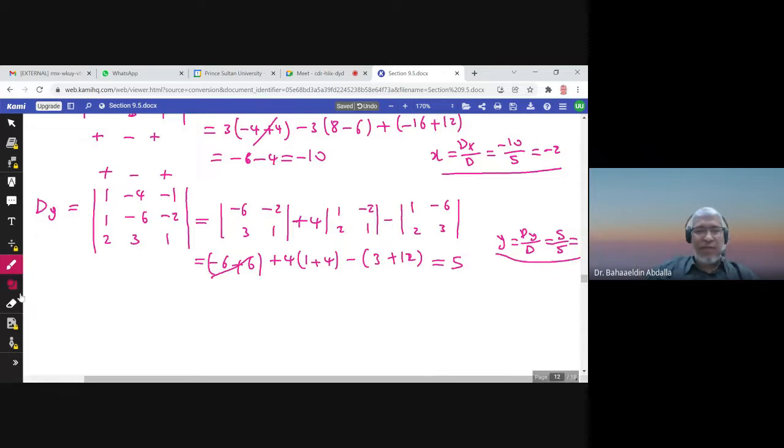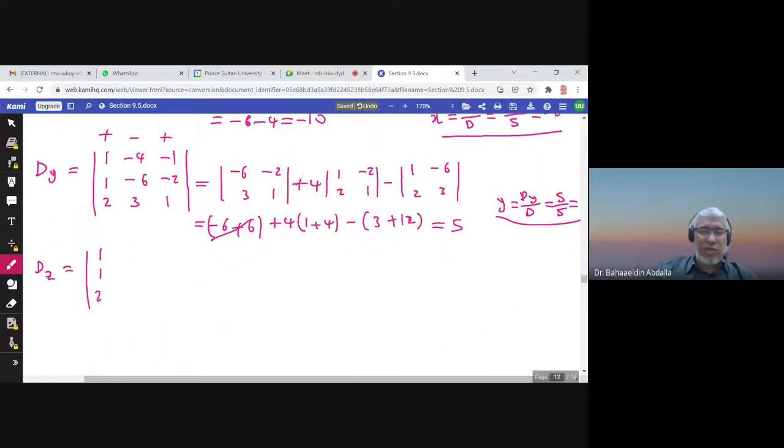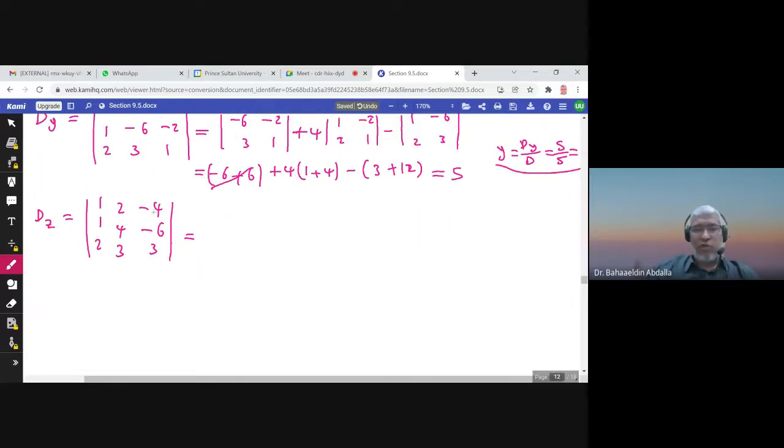Let us find dz. The first column as it is: 2, 4, 3. The second column in d as it is. And the third column, I will replace it by negative 4, negative 6, 3, the constants. Let me choose the column in the middle. I'm just changing them to let you know that you will always get the same answer.